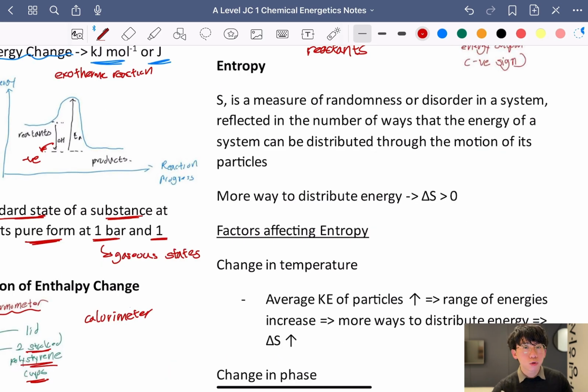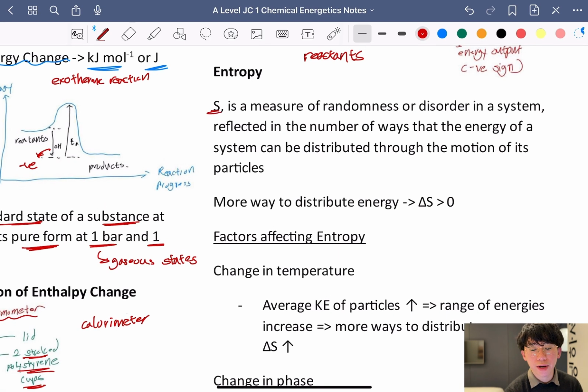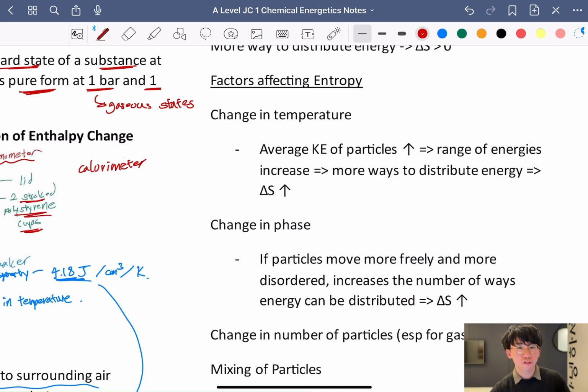So now we talk about a new concept, entropy. What is entropy? Entropy is usually defined as S, and this is the measure of randomness, the chaos, the disorder in a system. And you can think of it like the number of ways that you can distribute the energy in the system through the motion of its particles. So what are some of the factors that affect entropy?